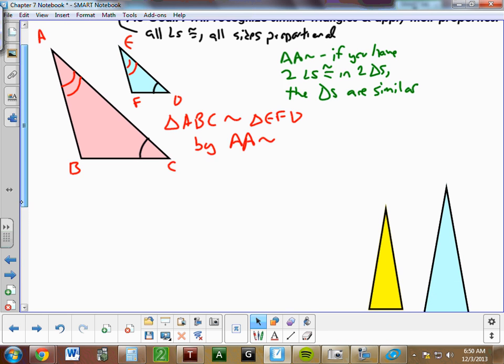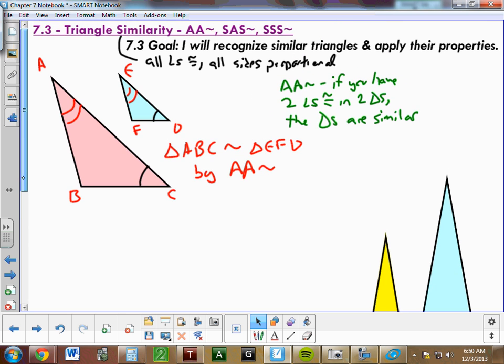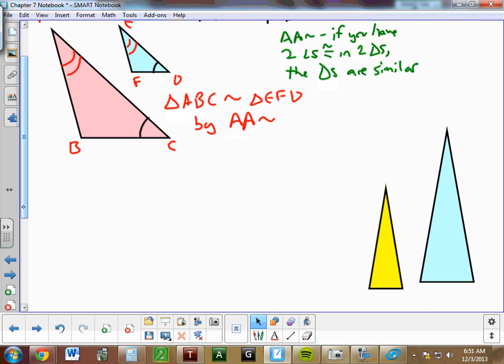So I'm going to scroll down a little bit so I can move this up so that we're all on the same screen here. So what do I have first up here? I have side, angle, side first. So let's do that first. So it works the same way as side, angle, side in congruence that it does in similarity. The only difference is the sides are not congruent. They're just going to be proportional to each other.